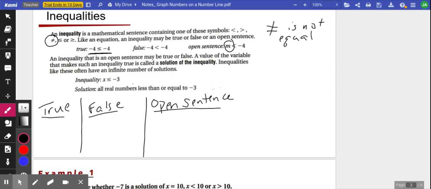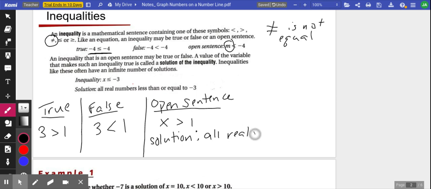So just one more example of a true inequality. So let's say 3 is greater than 1. That's true. Another false one is if I said, let's say 3 is less than 1. That's definitely not true. An example of an open sentence, it's got a variable, so x is greater than 1. The solution to that would be all real numbers greater than 1.